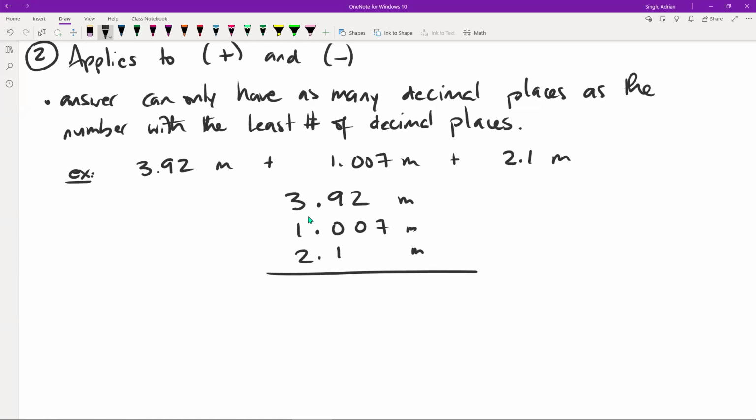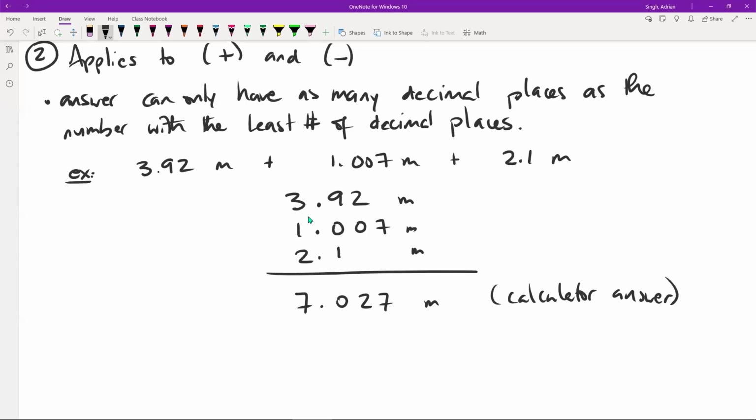So 3.92 plus 1.007 plus 2.1, and that's going to give me 7.027. This is my calculator answer. That is not your final answer. You need to interpret it in terms of significant figures.